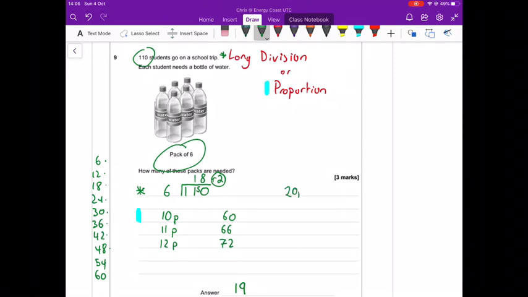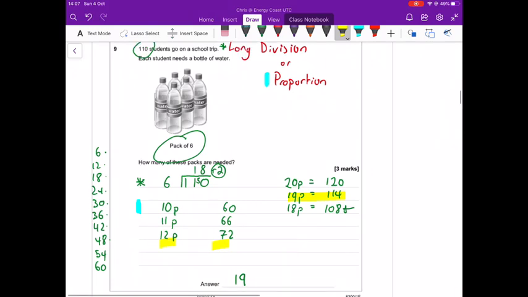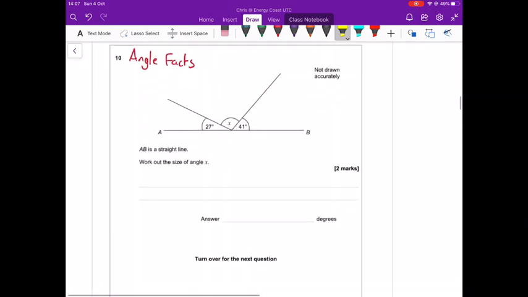I could have done this another way. 20 packs would be equal to 120 bottles. So 19 packs would be equal to 114 bottles. 18 packs would be, I have to take away 6 every time, 108, which would not be enough. Okay, so that means I need 19, but either way, you should get up to 19. If I had carried on this method, I would have got there eventually. Okay, it's another way to do it. 3 marks, so take your time on that one.